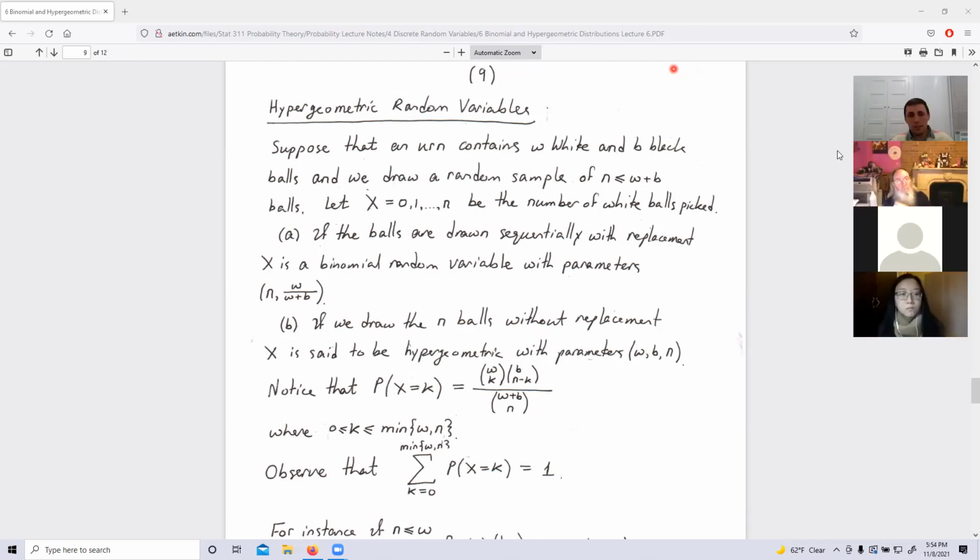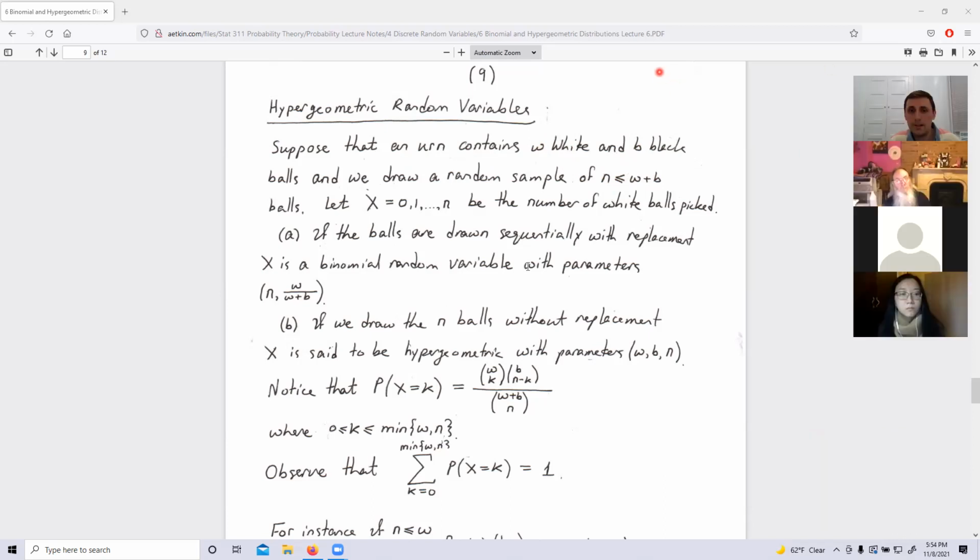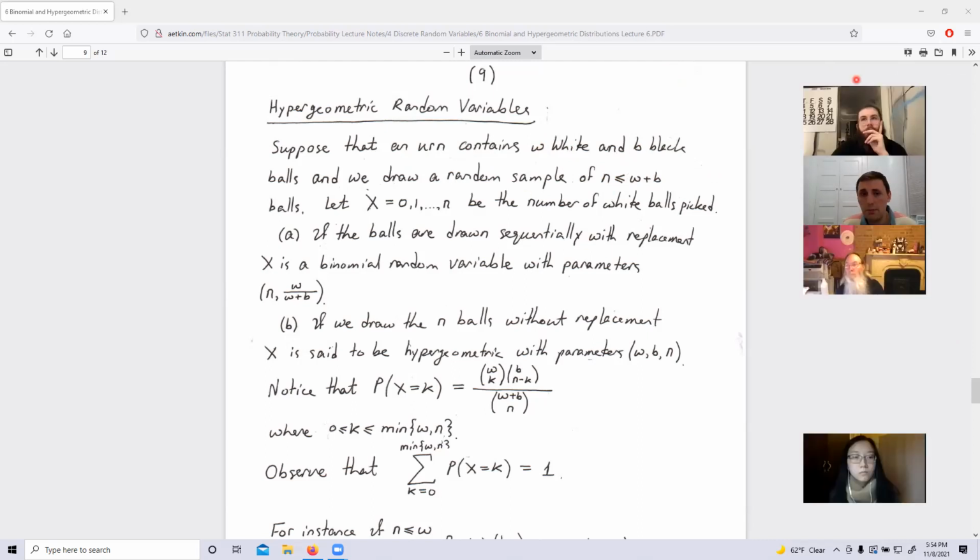So here is the situation. Imagine we have an urn in which we have W white and B black balls, and we want to draw a sample of N balls, where N is at most the total. And we want to know how many white balls are in the sample. Make sense? It's done without replacement. Once a ball is removed, it's never placed back in.